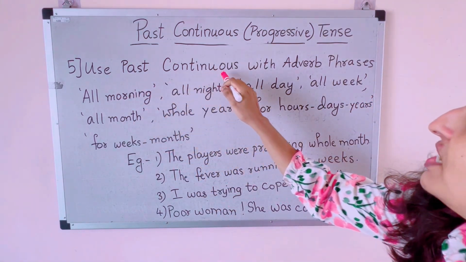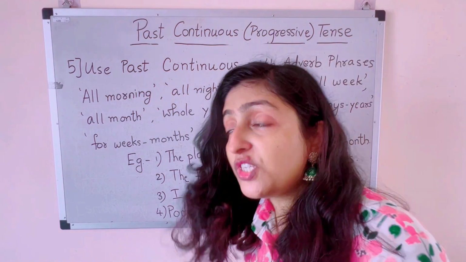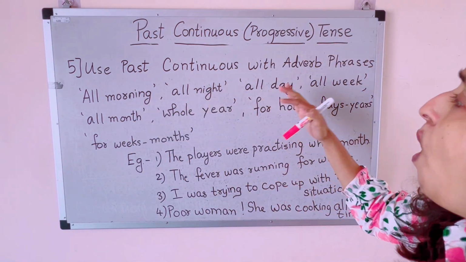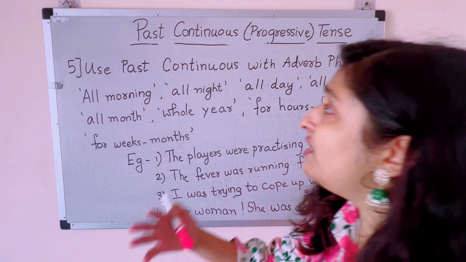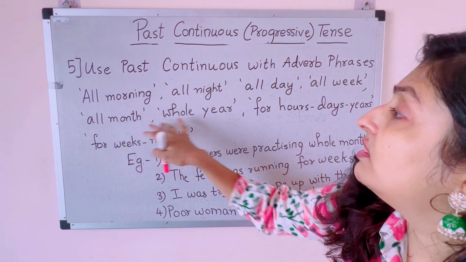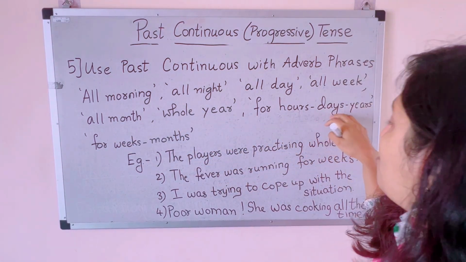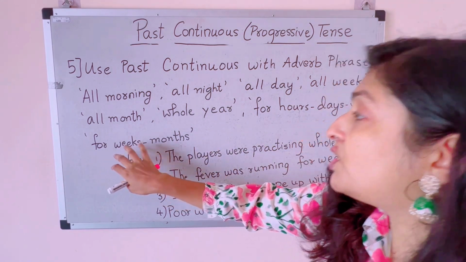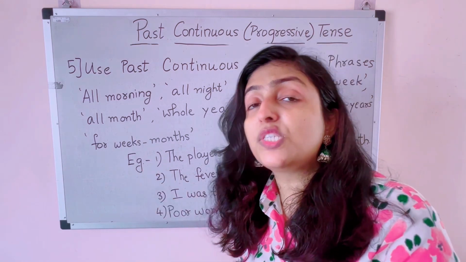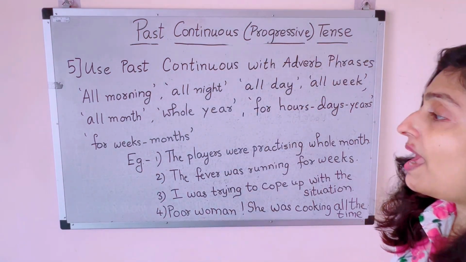Use past continuous with adverb phrases. So those phrases are all morning, all night, all day, all week, whole night, whole day, whole month, whole year, for hours, for days, for years, for weeks, for months. So these are the adverb phrases we use with past continuous tense. Have a look at the examples.